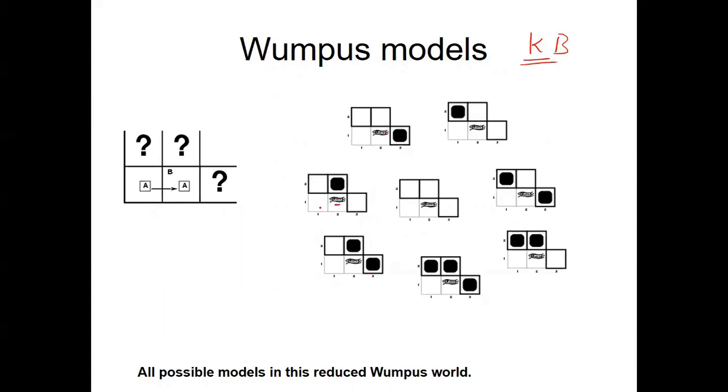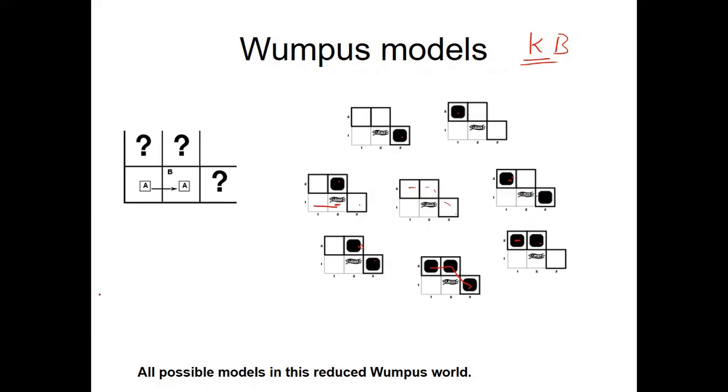Currently the agent is here. These two are already explored, so we are not considering them. This situation says that there is a pit here. And this situation says that there is a pit here. This says a pit here, this says a pit here and here, this says a pit in all the three, and this says that there is no pit anywhere. So these are the possibilities. This is the overall knowledge base.